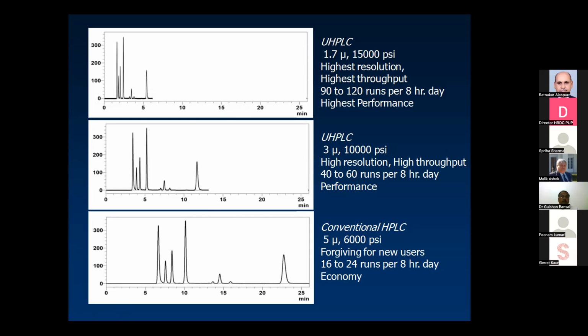So it is almost directly proportional. If there is a 3 times decrease in particle size, there is approximately a 3 times decrease in the runtime, right? So if we are decreasing the runtime and resolution is not affected, then we are working on the performance, we are working on the efficiency.